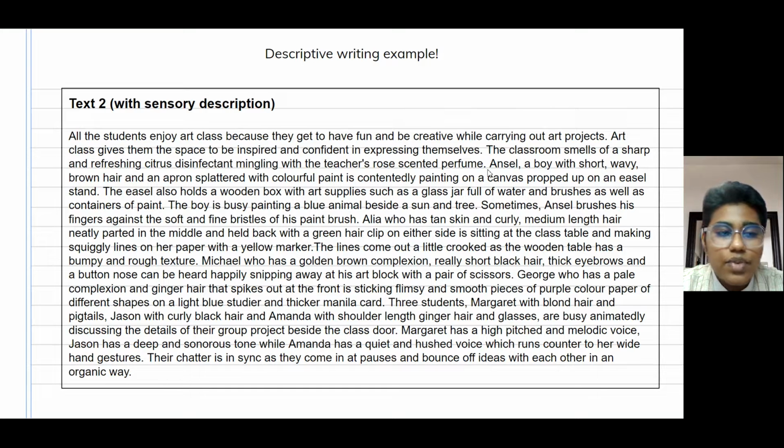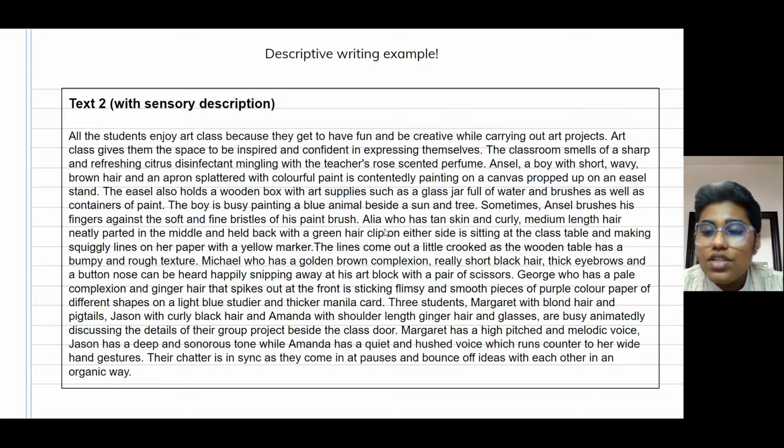Ansel, a boy with short wavy brown hair and an apron splattered with colorful paint, is contentedly painting on a canvas propped up on an easel stand. The easel also holds a wooden box with art supplies, such as a glass jar full of water and brushes, as well as containers of paint. The boy is busy painting a blue animal beside a sun and tree. Sometimes Ansel brushes his fingers against the soft and fine bristles of his paintbrush.